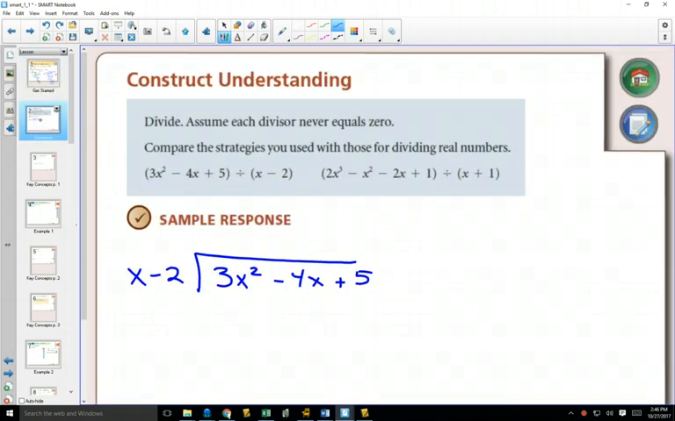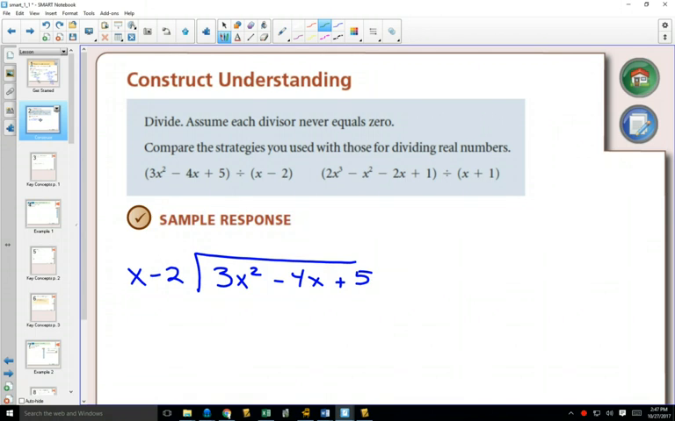We look inside. I have a 3x squared. What would I have to multiply x minus 2 by to get really close to 3x squared? A 3x? Does that make sense? If I multiply x minus 2 by 3x, would I get a 3x squared? Yeah, okay. Now, where am I going to write that 3x?